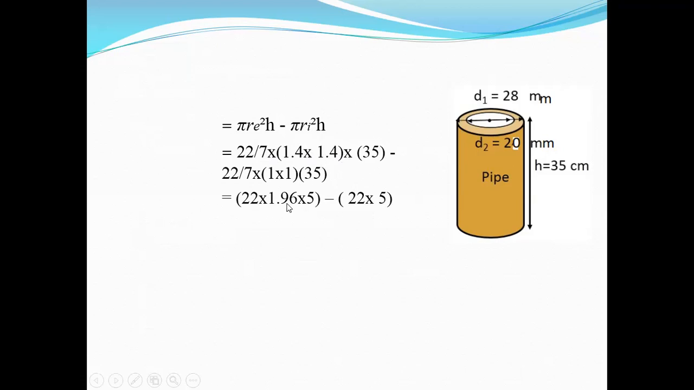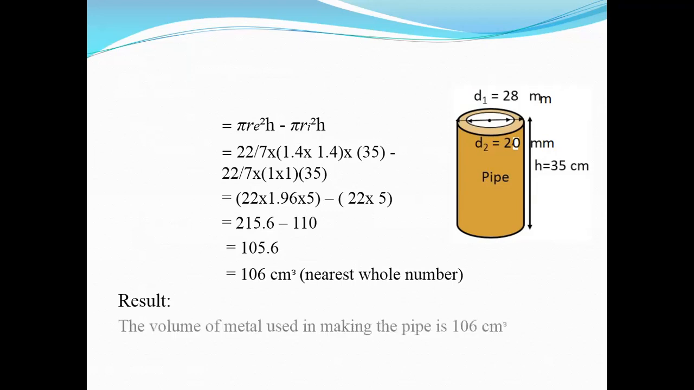So 22 multiplied by 1.96 multiplied by 5 minus 22 multiplied by 5. So after calculation, it will be 215.6 minus 110. And the answer will be 105.6. When we are converting it into the nearest whole number, it will be 106 cubic centimeter. So the result will be: the volume of the metal used in making the pipe is 106 cubic centimeter.